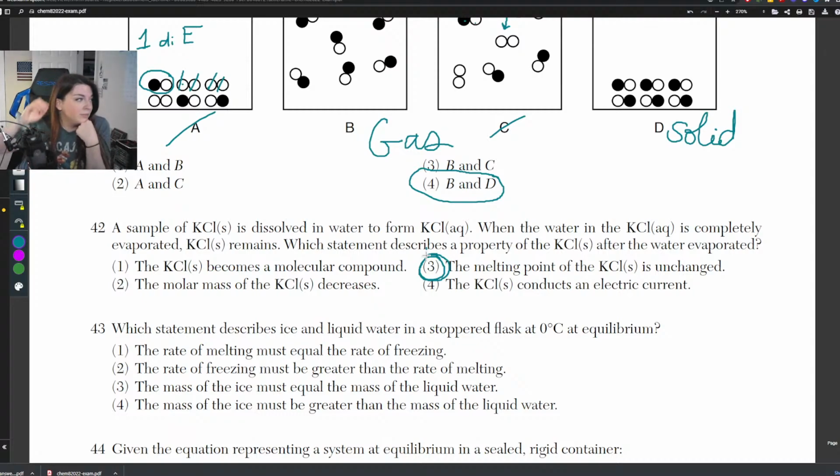It's just done. And then that it conducts an electrical current. It will not conduct an electrical current in the solid phase because it's ionic. It will conduct if it is aqueous. We talked about that earlier, the mobile ions. But it will also conduct if it's molten. So if the KCl had been melted down, then it would conduct an electrical current. But the melting point is not changing here. Melting and dissolving are not the same thing. There's a whole video on dissolving if you need it.